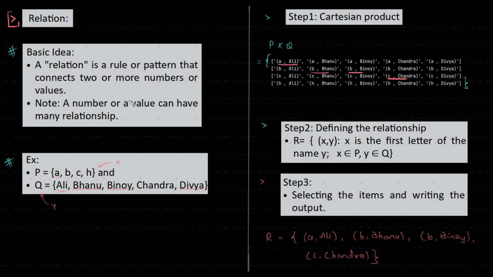So what did we do? We applied a rule to this particular set of ordered pairs, right? So the pattern or the rule is that the alphabet should match the first letter of the name, the first letter of the name that is coming from set Q. Is it not? So all of them will be your outcomes.